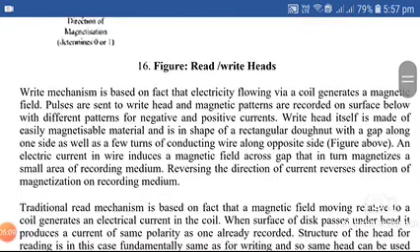The write mechanism is based on the fact that electricity flowing via a coil generates a magnetic field. Pulses are sent to the write head and magnetic patterns are recorded on the surface below, with different patterns for negative and positive currents. The write head itself is made of easily magnetizable material and is in the shape of a rectangular donut with a gap along one side as well as a few turns of conducting wire along the opposite side.